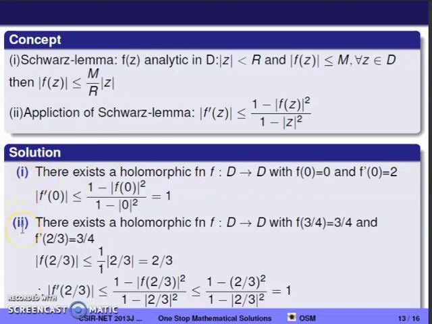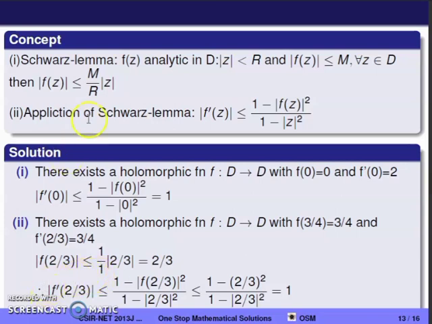In the second question, I'll be using the Schwarz lemma and applications of the Schwarz lemma. They are asking f of 3 by 4 equal to 3 by 4 and f dash of 2 by 3 to be 3 by 4. So first of all, mod f of 2 by 3, I am using Schwarz lemma for that, less than or equal to 1 by mod 2 by 3, which is equal to 2 by 3. Here the domain is mod z less than 1. That's why I'm taking m and r to be 1.